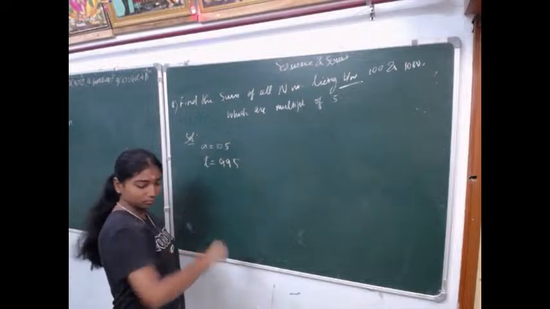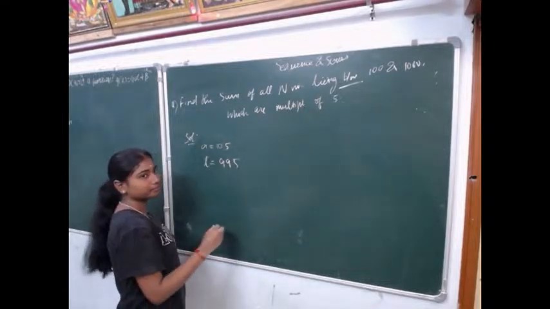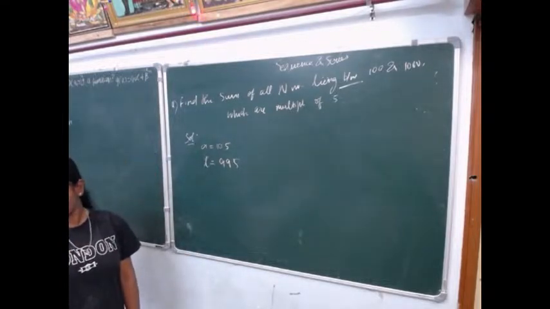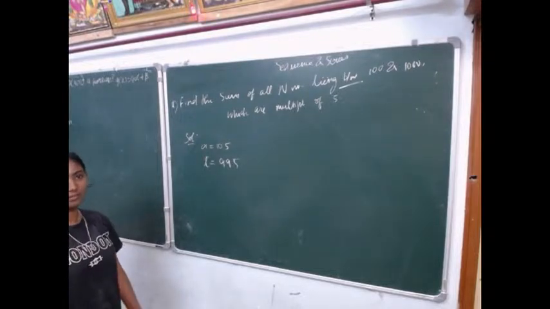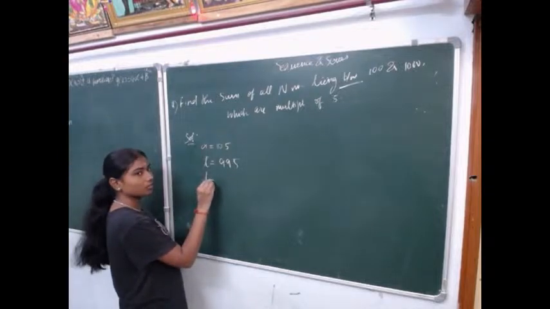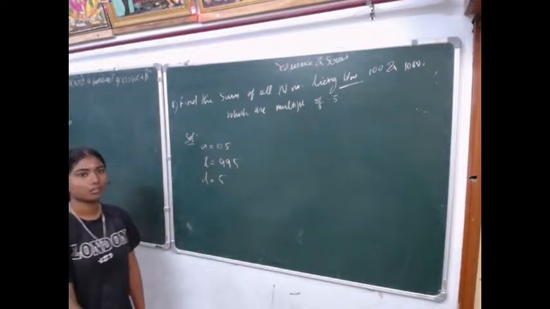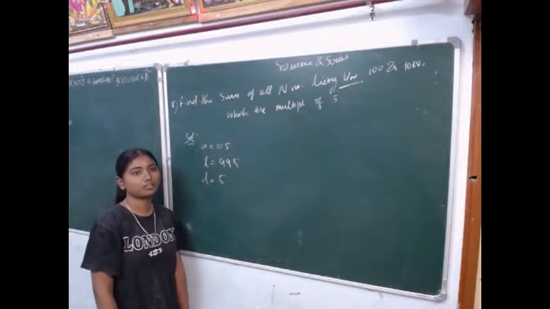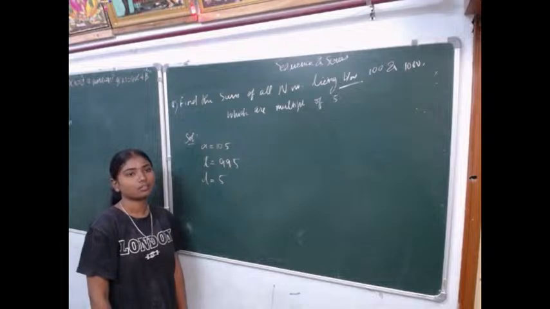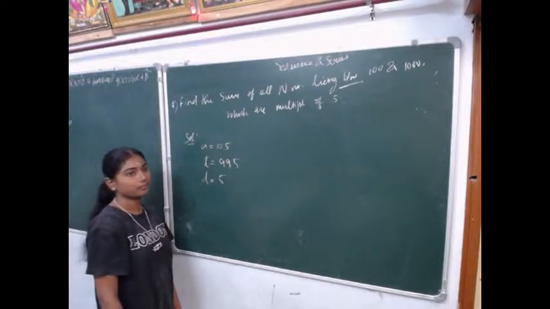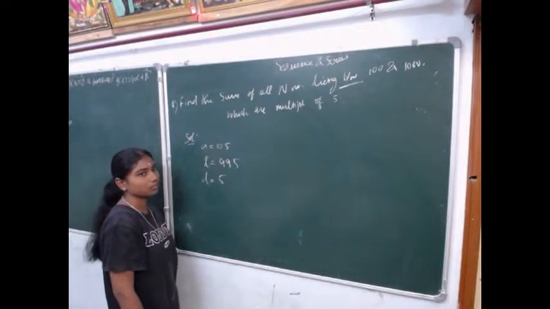Now a is equal to 105. The last term is 995, correct? Now what is the common difference? It is after all multiples of 5, so it should be 5. For example, it starts from 105, then 110, 115, likewise it goes to 995. So the common difference is 5. So d is equal to 5. Good.